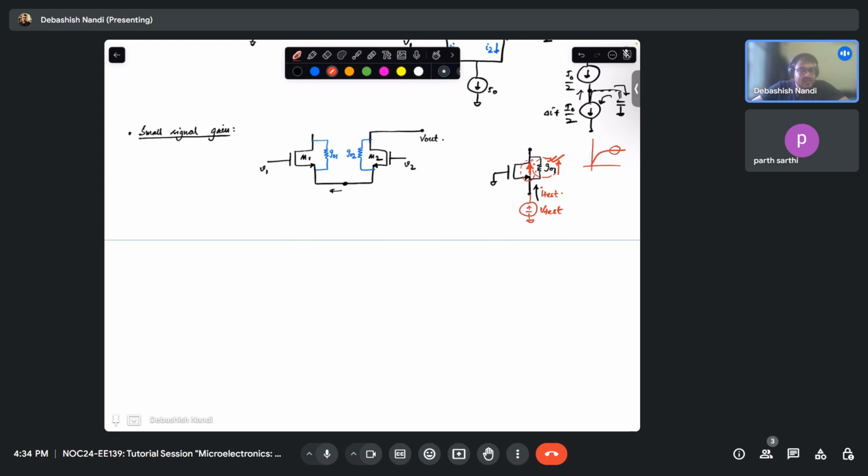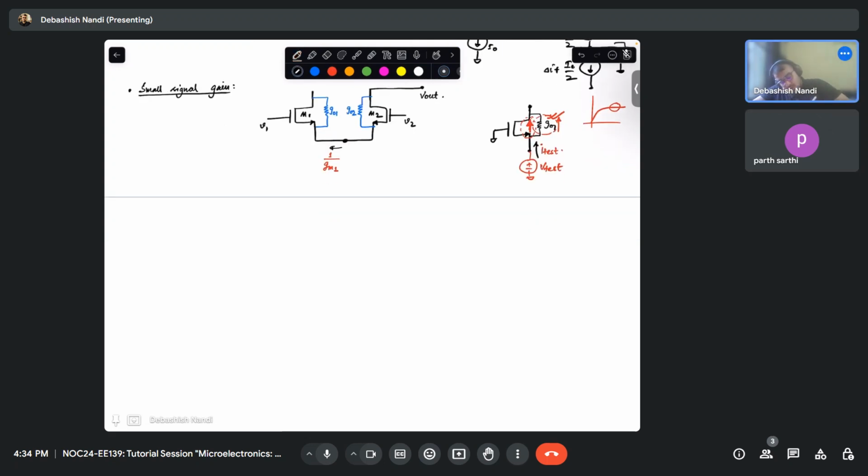Even if you do the small signal analysis and find out the input resistance, you can safely see that you are looking at 1 over GM1 after this node. So now this is your M2, this is your GO2, and from this onwards you will see your 1 over GM1. And this is your V out, and this is your GO2. So now if this is 1 over GM1, what is your equivalent GM? How do you calculate your equivalent GM?